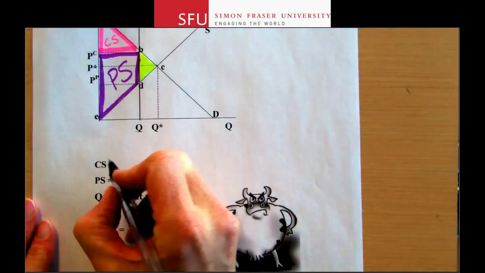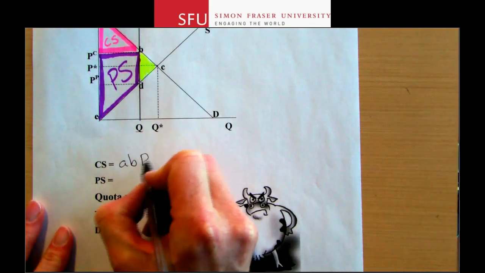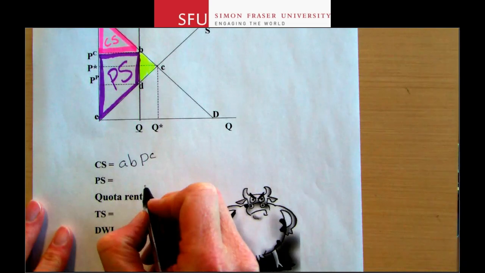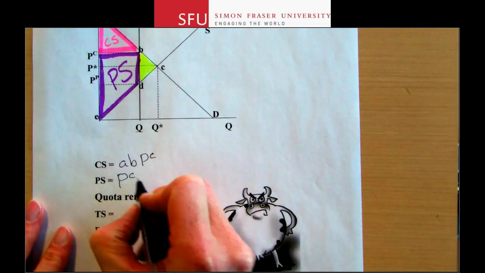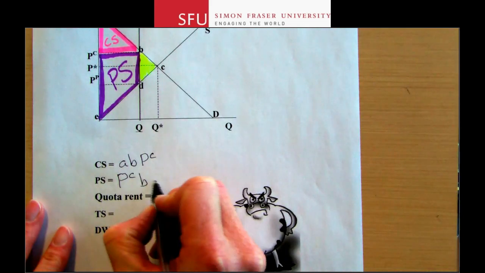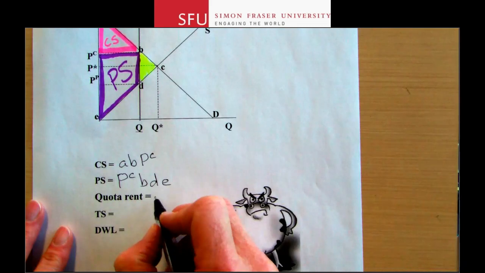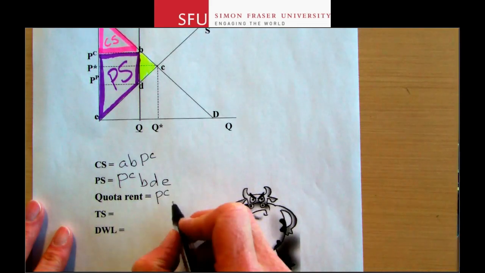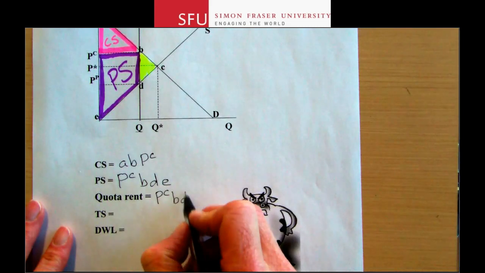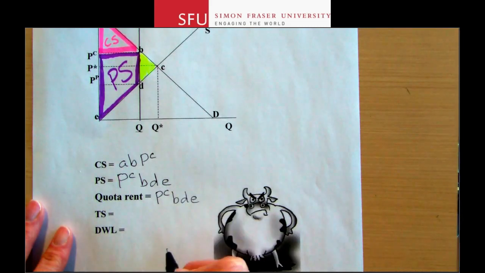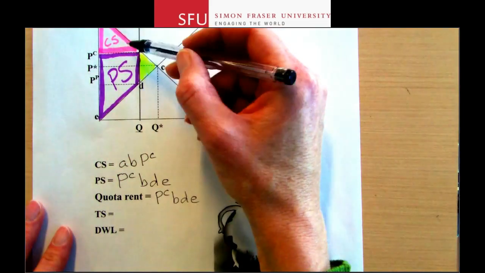Okay, so consumer surplus. Producer surplus is the full trapezoid, so from P, C, B, D, E. The quota rent is just the rectangular portion, and it is included in the producer surplus then. Okay, and so then total surplus is the combination of consumer and producer surplus.